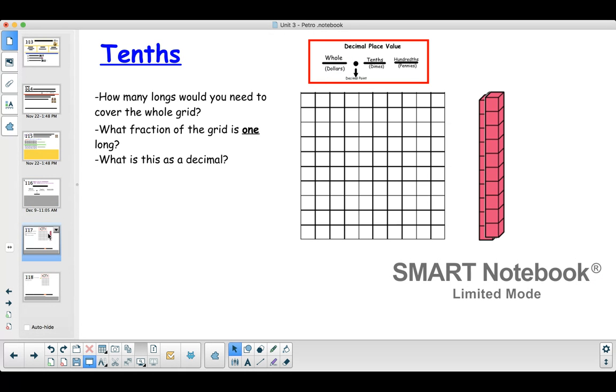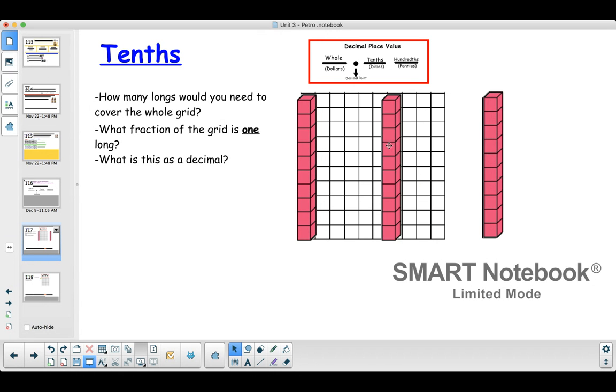So let's talk about tenths. When you're thinking about tenths, I want you to think about the longs in a flat. How many longs would you need to cover the whole flat, or to cover this whole grid? Now this grid is made of 100 boxes. So how many longs are we going to need to cover the whole grid? Right, you're going to need 10 longs. And if I was to drag all of my longs over this grid, we would see that 10 of them would cover the whole grid.